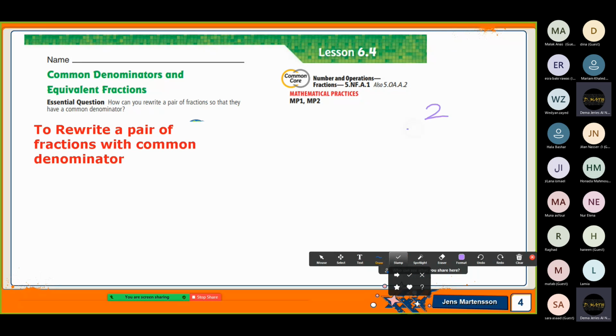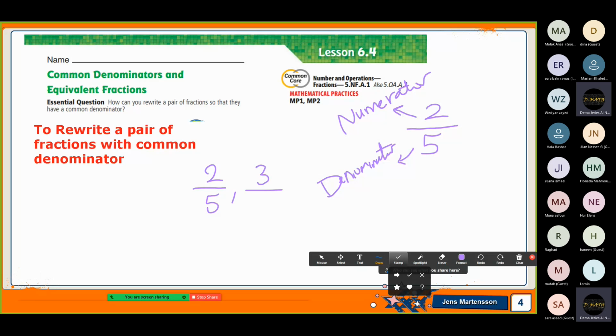Now, I told you before, if you have 2 over 5, this is a fraction. The number that is up, we call it numerator. And the number that is down, we call it the denominator. So I would say numerator over denominator. Now, if I have a pair of fractions, such as 2 over 5 and 3 over 6 as an example, how can I rewrite a new fraction that's equivalent to 2 over 5 and equivalent to 3 over 6?